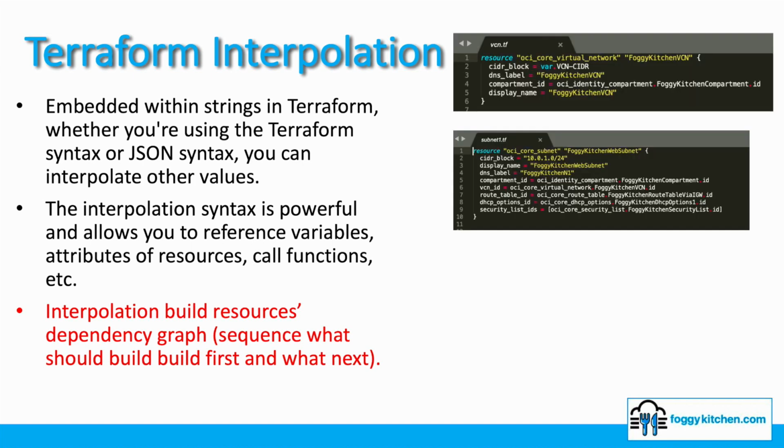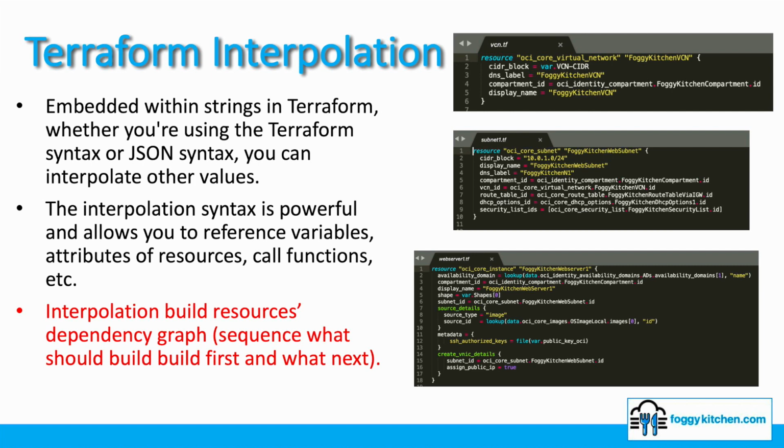On the right side of your slide, you can see VCN and subnet, both to be created in a dependency. Subnet is nested in this VCN, and this fact is represented by the VCN ID attribute of the subnet, which is associated with the VCN resource. The next example is related to a web server, which is connected to the subnet, right? This association is established by the subnet ID attribute of the compute instance.